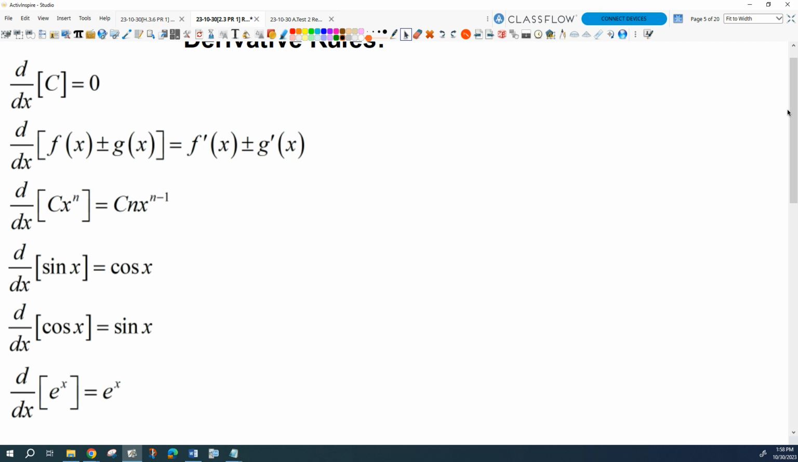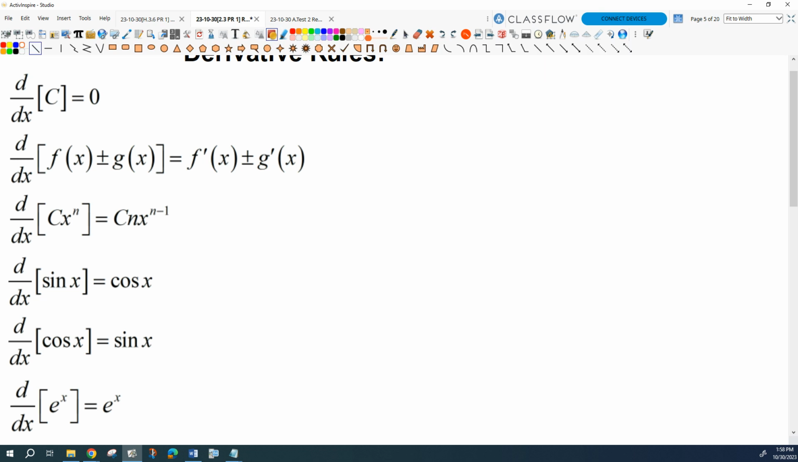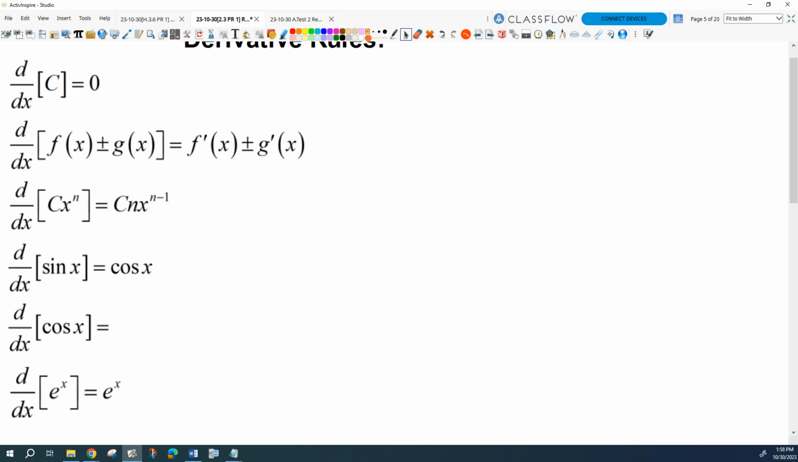I'm just going to tell you that the derivative of sine equals cosine, and this is a mistake. I've got to fix this one right now. Yikes. I got one down here incorrectly. The derivative of cosine x is negative sine x. This is a weird one.